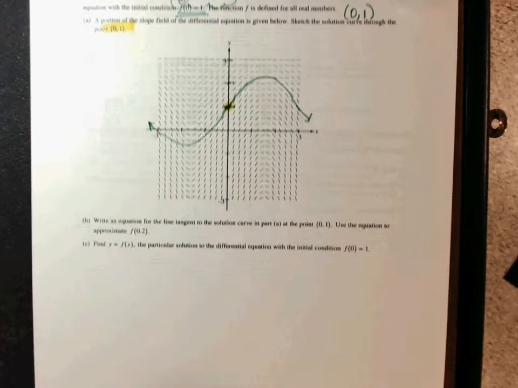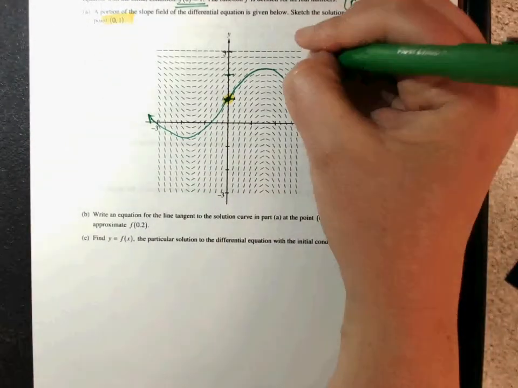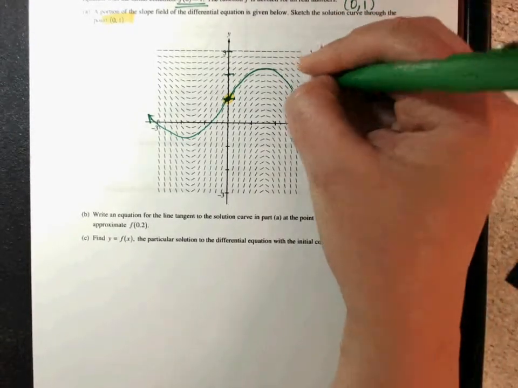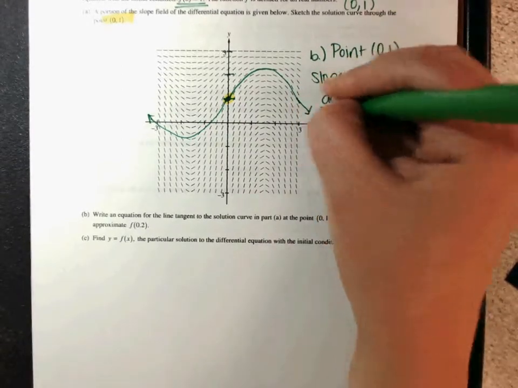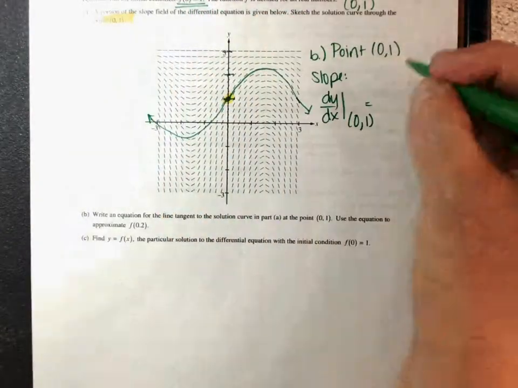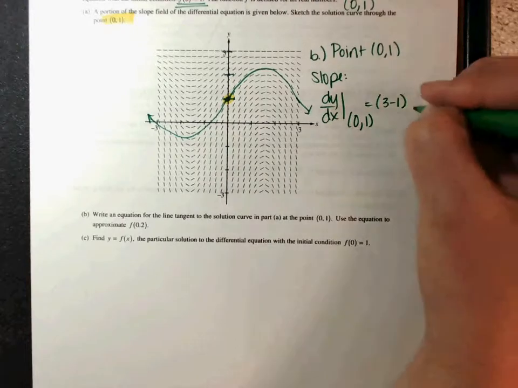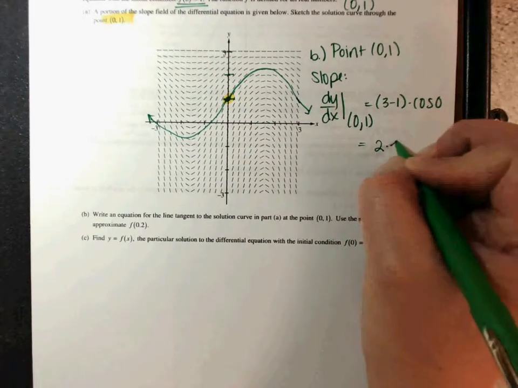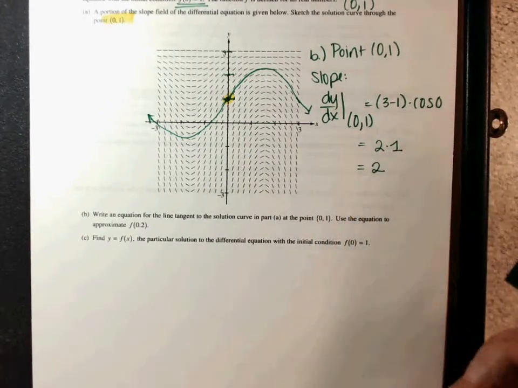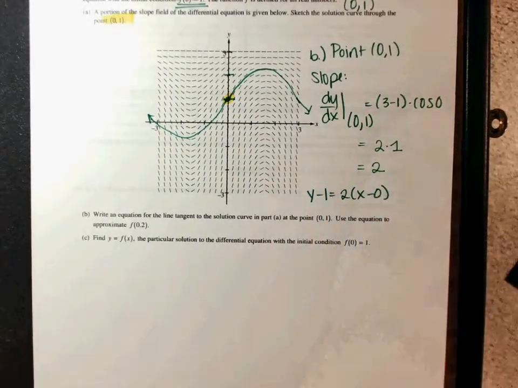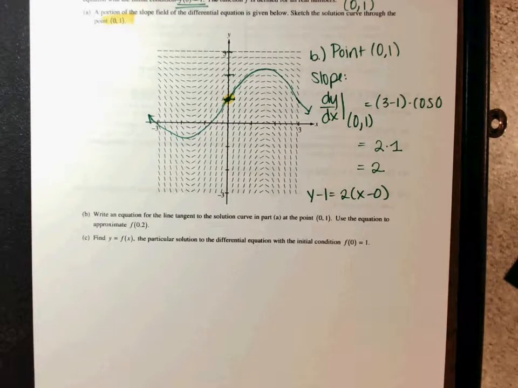Go down to part B. It says write an equation for the line tangent to the curve at (0, 1). Well, I already have my point, which is (0, 1). Then I need my slope. Remember, to find the slope, you're doing dy/dx at (0, 1). So it'd be 3 minus y, which is 3 minus 1, times the cosine of x, which is the cosine of 0. 3 minus 1 is 2, cosine of 0 is 1, 2 times 1 is 2. So from there I can set up y minus 1 equals 2 times x minus 0. There are different representations of that. You could solve it for y if you want to, but I'd say just leave it in point slope form.